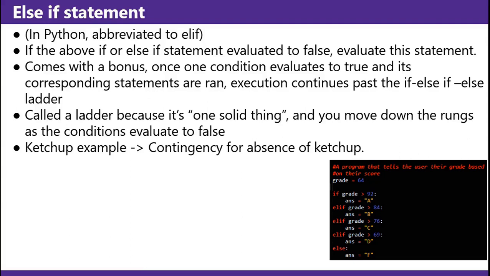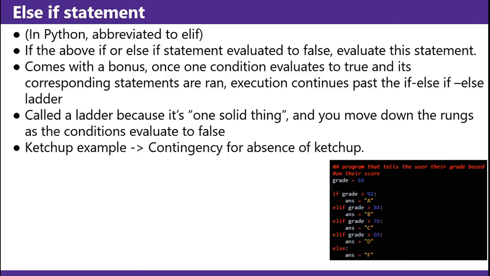This program on the bottom right here is a grade scale that I had in high school. If your grade's greater than a 92, it's an A. Else if it's not greater than a 92, if it's greater than an 84, it's a B. If it's greater than a 76, it's a C. If it's greater than a 69, it's a D. Else, it's an F. If you didn't have the elifs there, if you got an A, you would also get a B, C, D, and F because there's no signal to stop early.